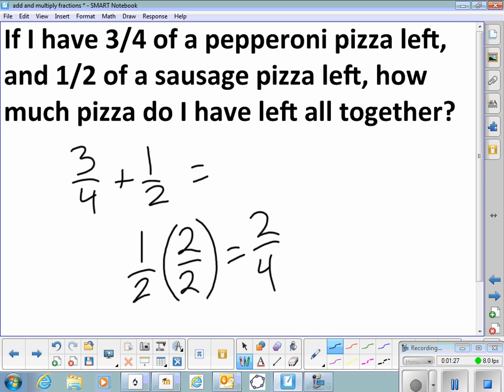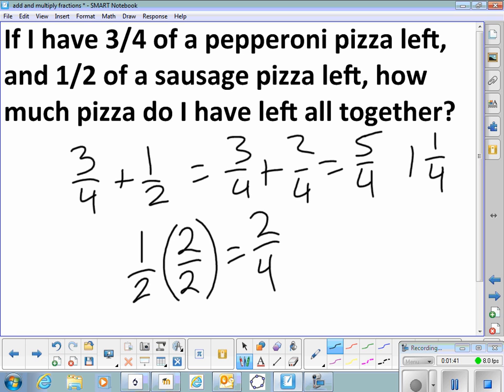So let's write that as 3/4 plus 2/4 equals 5/4. You could write that as 1 and 1/4 because 4/4 is a whole pizza. But anyways, we have 5/4 of a pizza left.